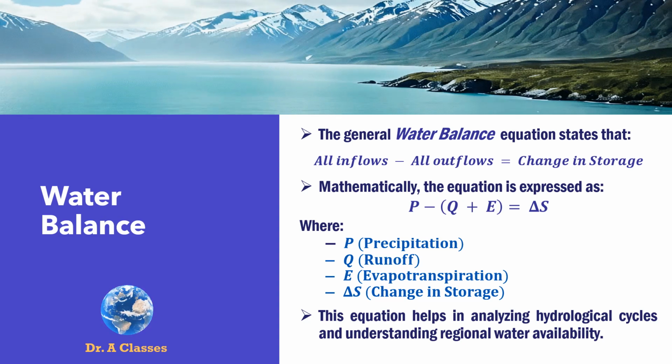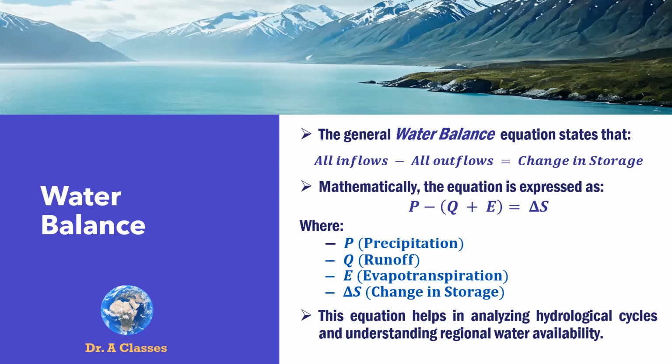Q represents runoff. This is the water that does not soak into the ground immediately. It flows over land, eventually making its way into streams, rivers, and lakes. Think of it as the water that runs off the surface after a heavy rain.